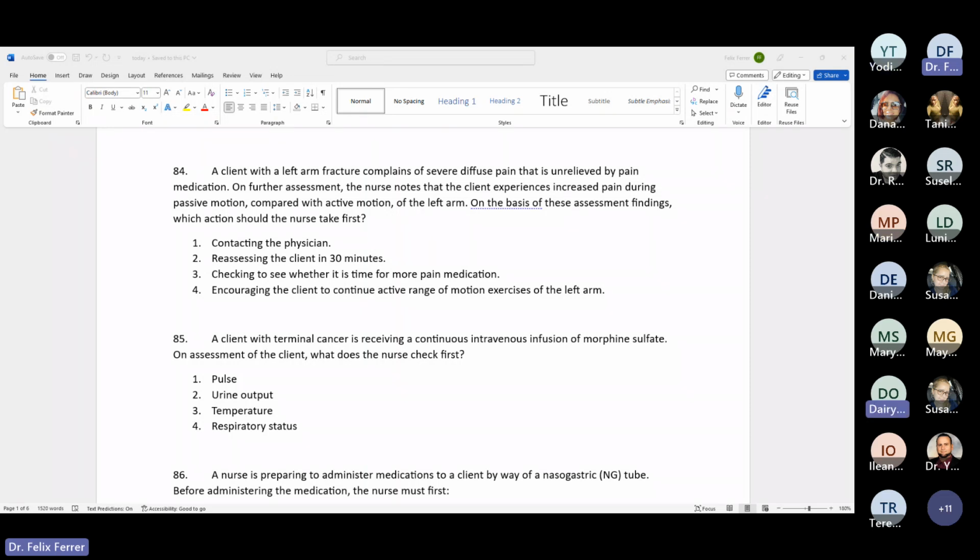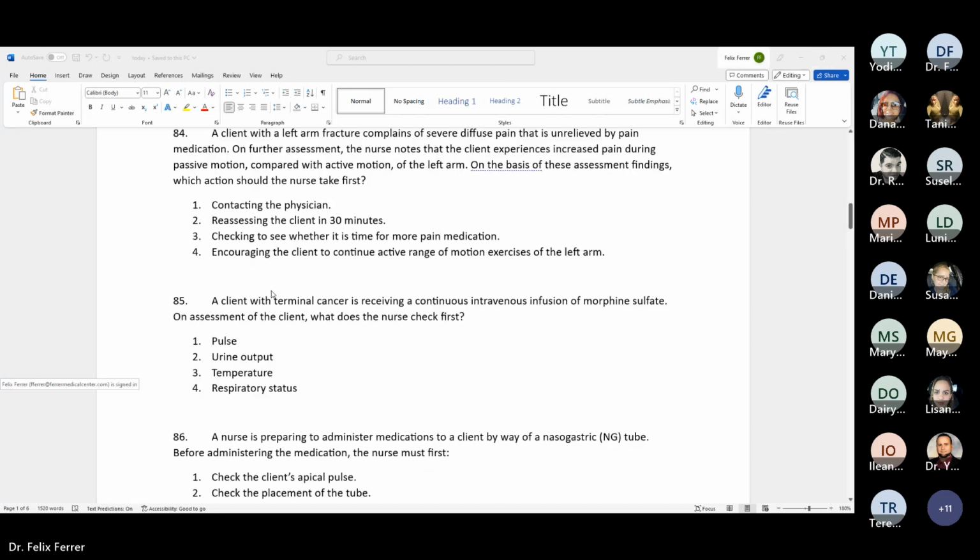It's 1. Contacting the physician. So it means that the painkiller we are giving is not working, and we need to make sure that the order gets changed. So we have to contact the physician, and that's your answer.